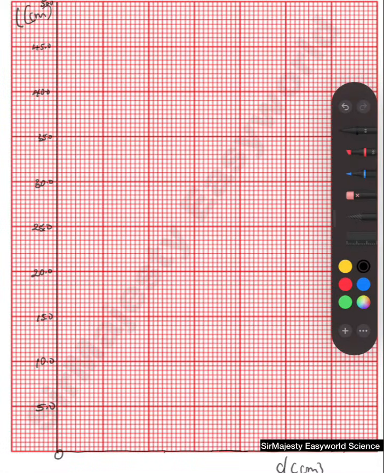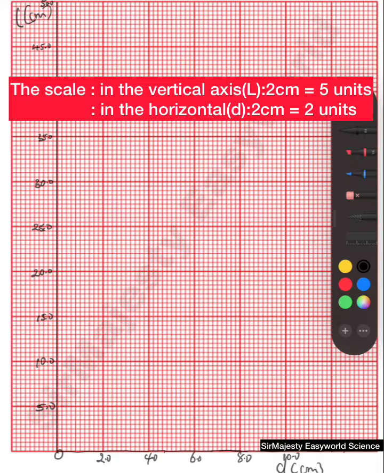Then the other one, I have between 8 and 9. Then I can say 2.0, 4.0, 6.0, 8.0, and 10.0 along this line. So this is the scale now.